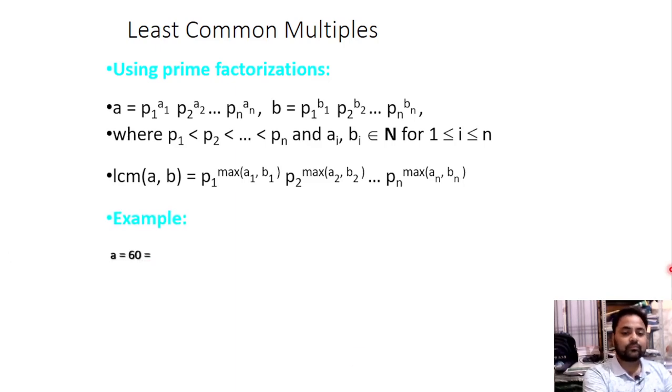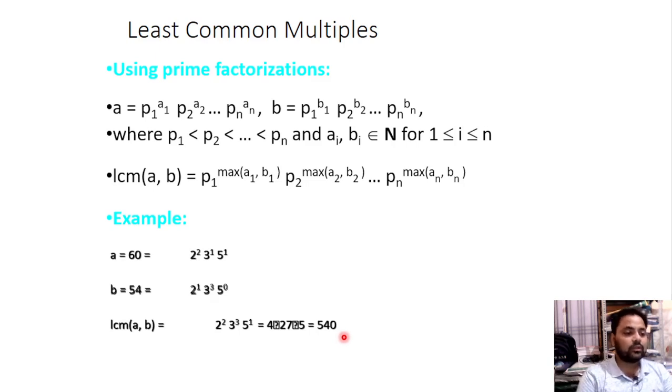For example, we have a equals 60, and this is in the form of the powers of the prime factors 2, 3 and 5: 2 to the power 2, 3 to the power 1, and 5 to the power 1. Same for b equals 54: 2 to the power 1, 3 to the power 3 and 5 to the power 0, and LCM of a and b equals 2 to the power 2, 3 to the power 3, 5 to the power 1, and this is equal to 4 into 27 into 5. So now we can see that 540 is the LCM of 60 and 54.